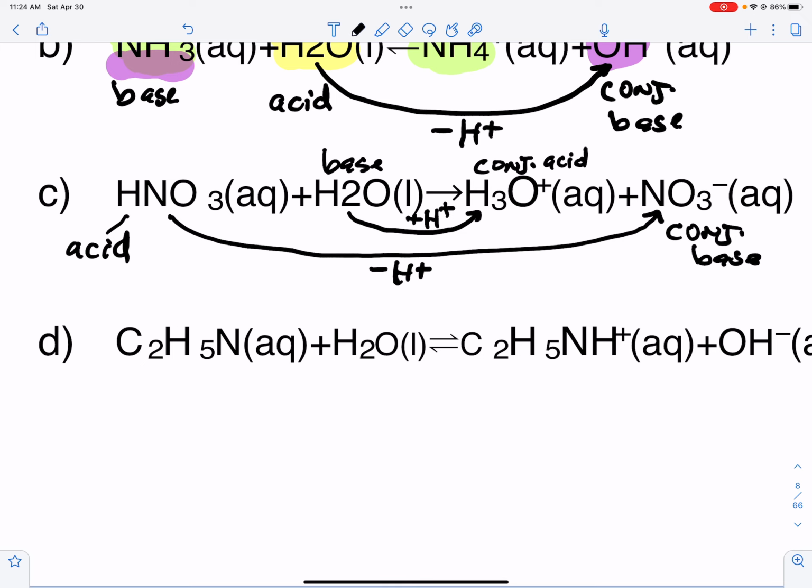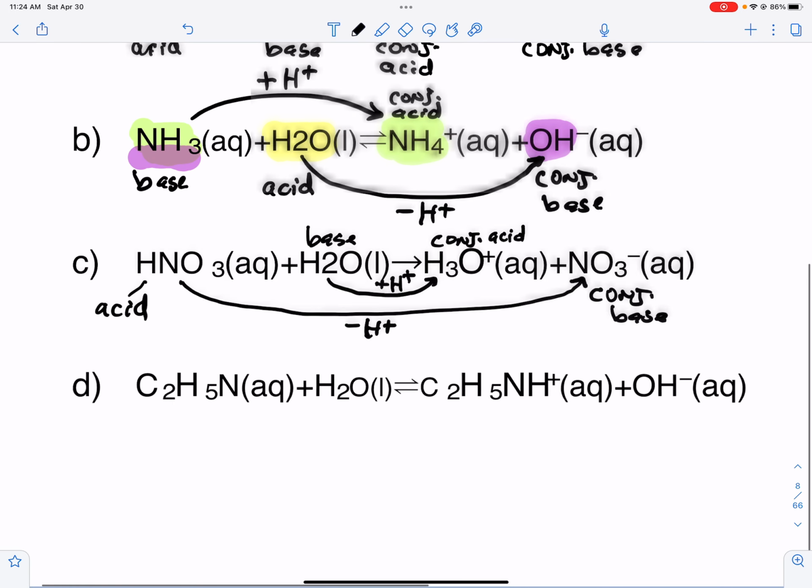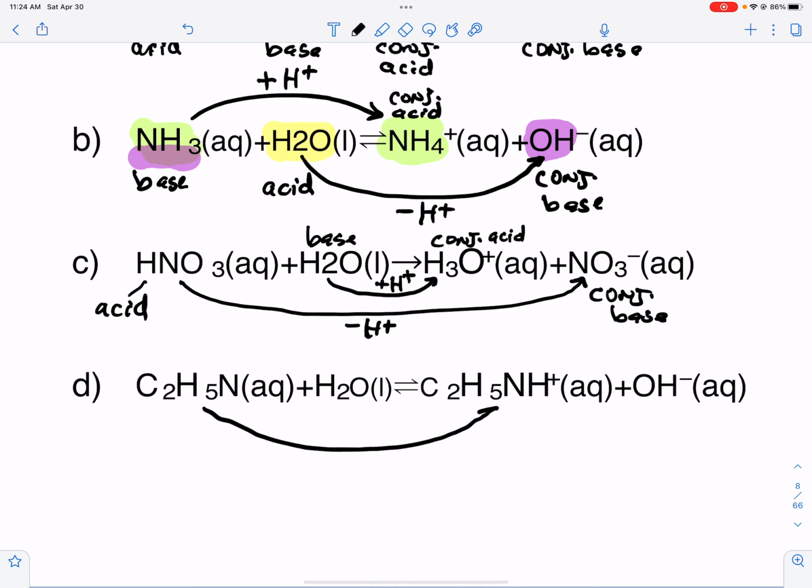And the last problem, the ethylamine C2H5NH2 is becoming C2H5NH3 plus. So that means it's gaining a proton. So this has to be a base because it's gaining a proton. And this has to be my conjugate acid.